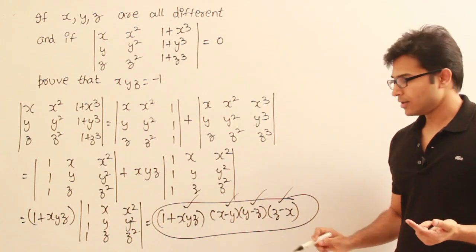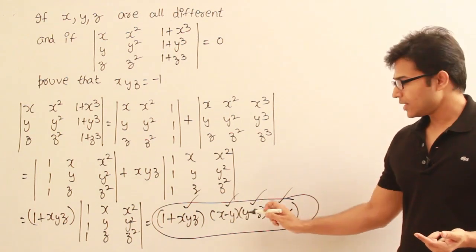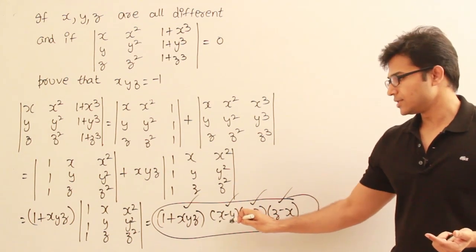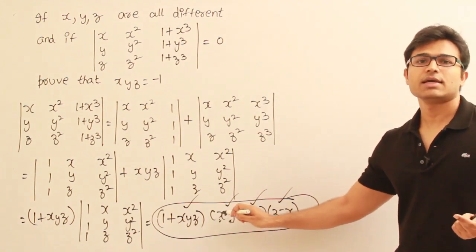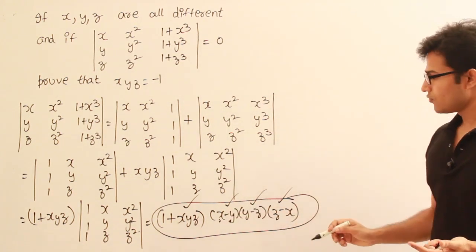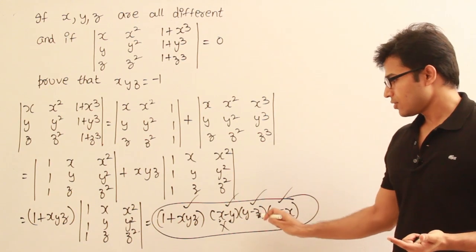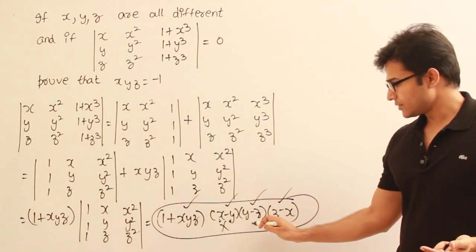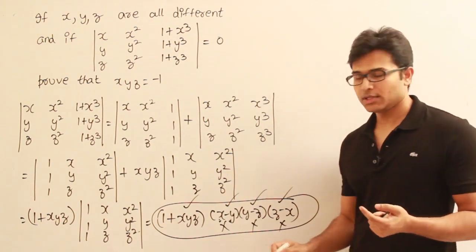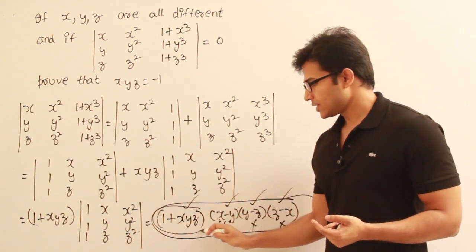But then they are saying that all are different. So when they are different, this one can never be 0. See, if x minus y is 0, it means that x equals y. But they are clearly saying that they are different. Therefore, this one cannot be 0, and on the same grounds, this one cannot be 0 and this one cannot be 0. So we are left with only one option, that this one should definitely be 0.